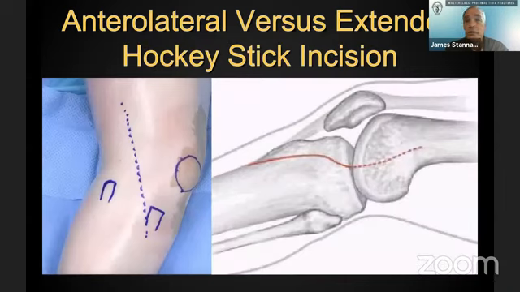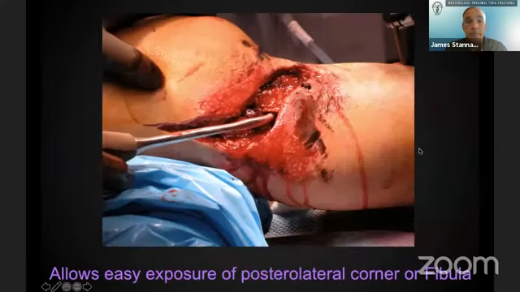So first, if the fracture is primarily a lateral sided fracture, these two are basically the surgical incisions you can use, either an oblique straight incision, or on the right here, you see my extended hockey stick. I prefer this one because it allows me to come back and do lateral side ligament work if it's necessary. And it also is a little bit easier for me to get down here to the fibular neck if I need to do an osteotomy. This is an example of what the incision can look like.